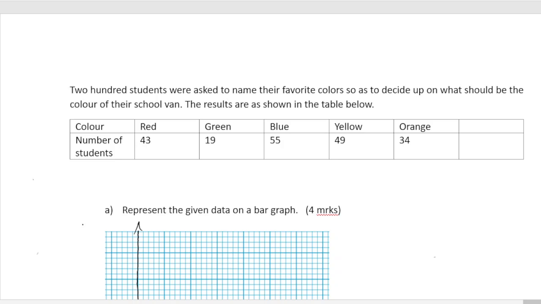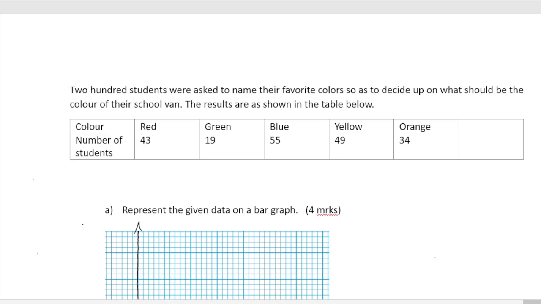Hello, this is your teacher Isaac, and in this video we are going to learn how to draw a bar graph using the information provided in the question below. The question reads that 200 students were asked to name their favorite color to decide upon what should be the color of their school van. The results are shown in the table below.